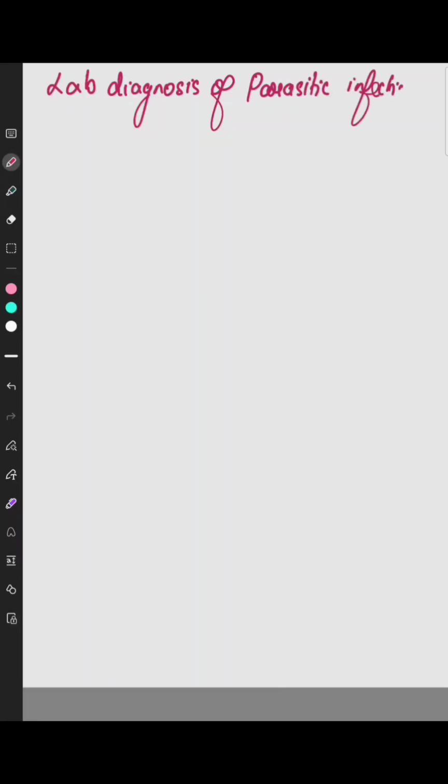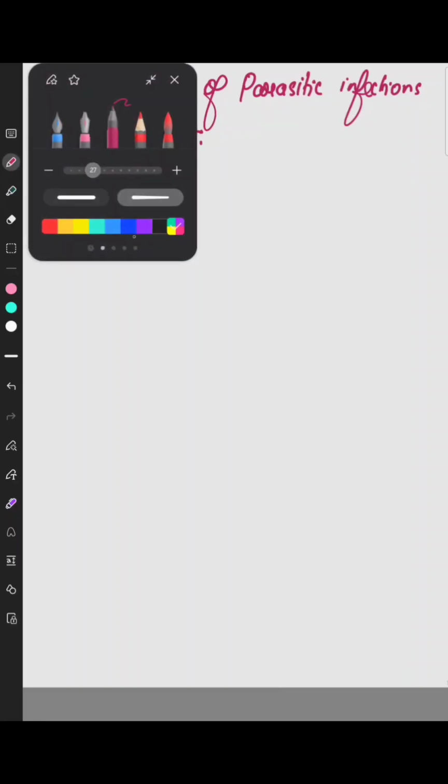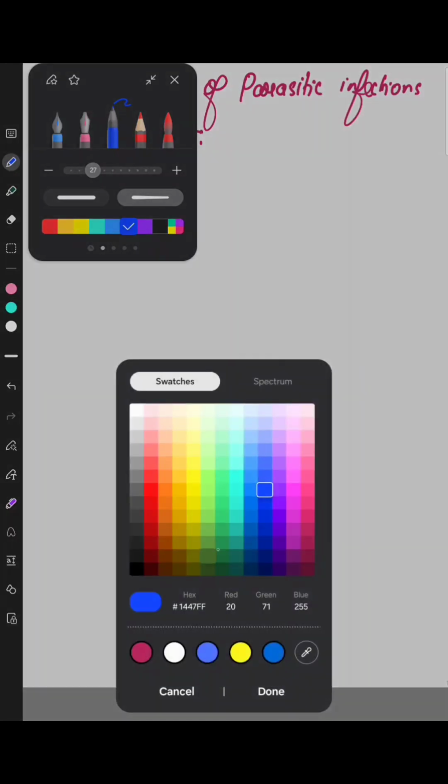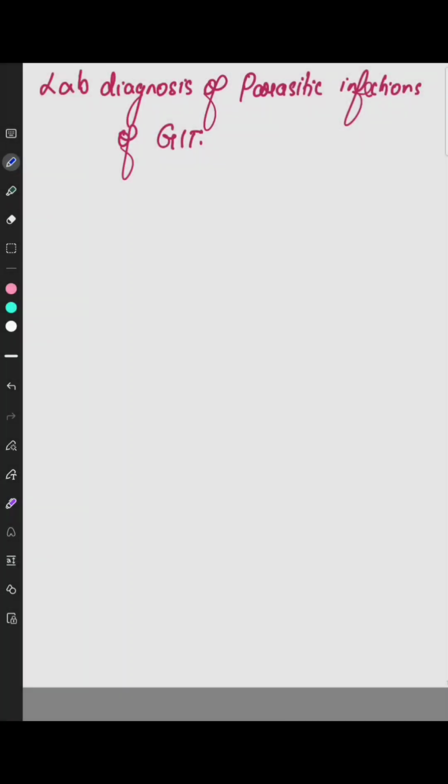To start off with the parasitic infections, laboratory diagnosis, first we need the specimen, right? Maximum, the specimen collected will be stool specimen. In some other cases, it may vary. And in all laboratory diagnosis, you can include antigen detection, antibody detection, and molecular methods. And don't forget that. Now, let's start with ascariasis.